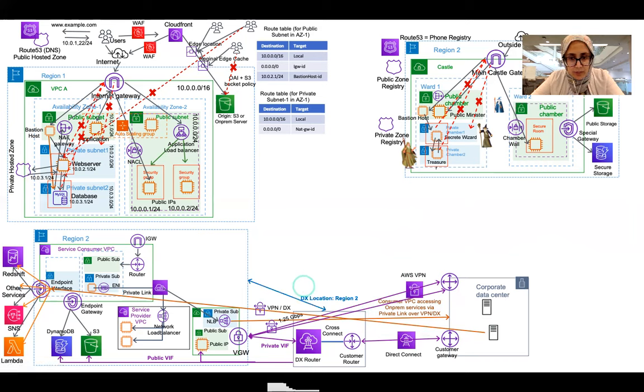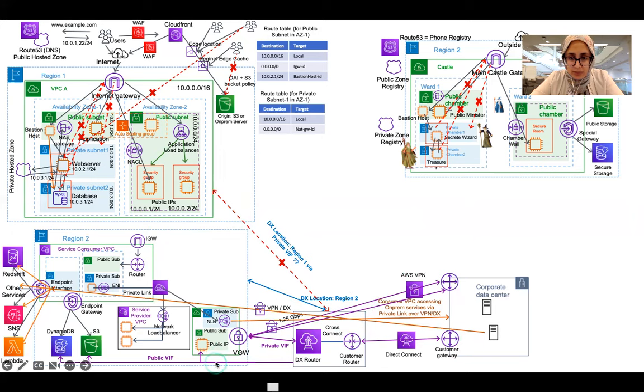Okay, so now let's do something. Since this Direct Connect location and these VPCs are in the same region, which is region 2, it works. But how about if the DX location is in a different region? Can you access that through a private VIF? That's where it cannot work.